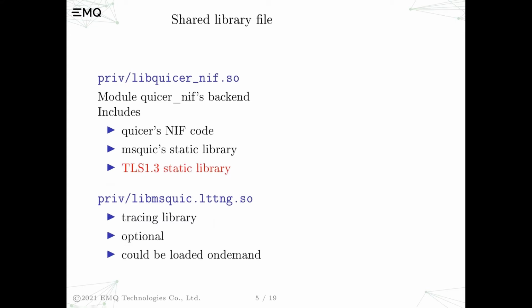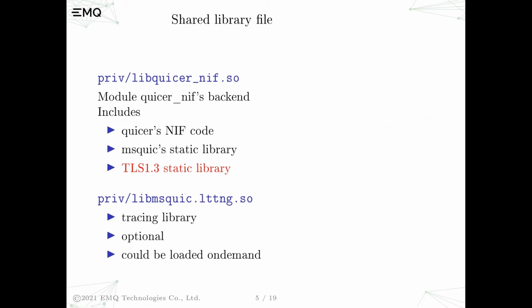First, I will talk about the shared library files provided by QUICer. There are two. The first is important, which includes the NIF code. This shared library contains the QUICer NIF code, which is used to interwork with Erlang Beam. The second part is that it has the MsQuic library statically built in. And also, as a dependency, TLS 1.3 is included as well.